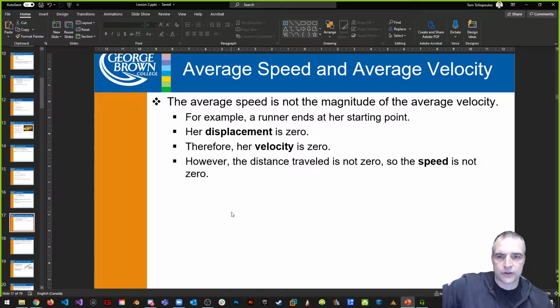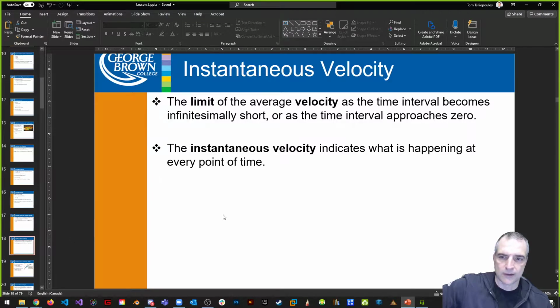So again, average speed and average velocity. The average speed is not the magnitude of the average velocity. For example, a runner, if they end at their starting point, their displacement is 0, but their velocity is also 0, but the speed is not 0 because of the distance they traveled. All right. Again, I'm just hammering the point here with these slides.